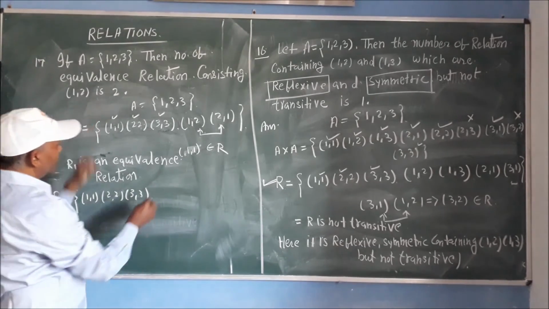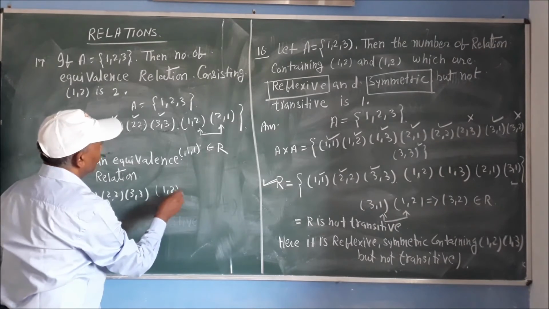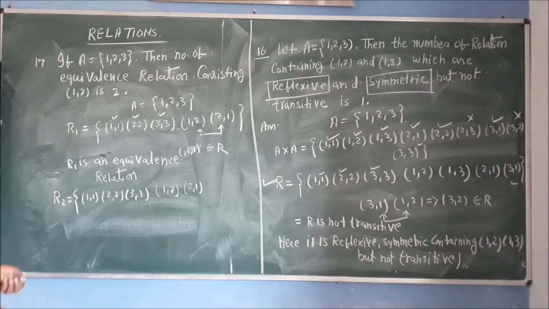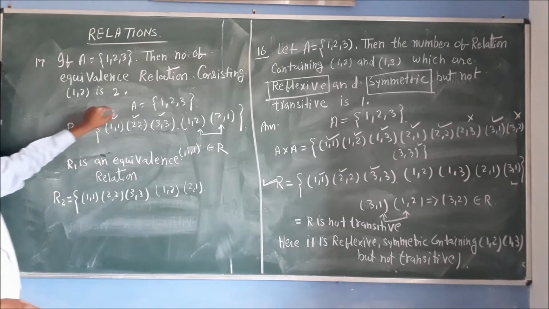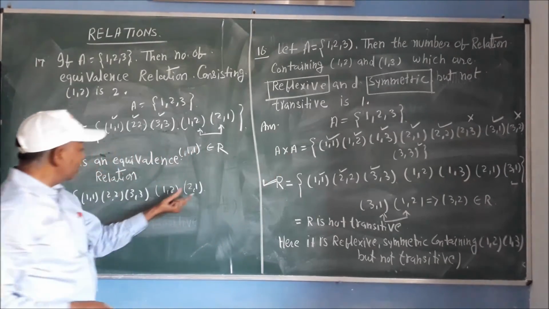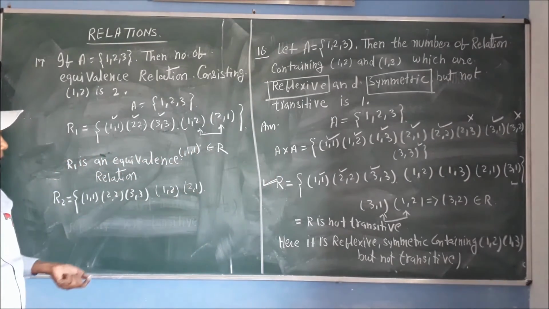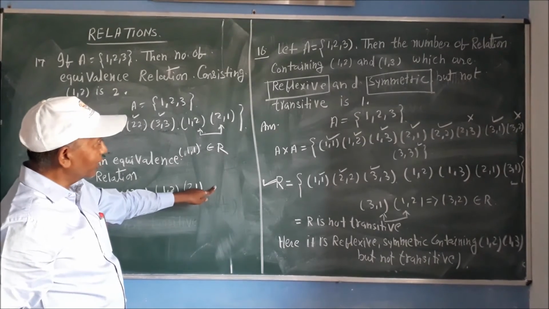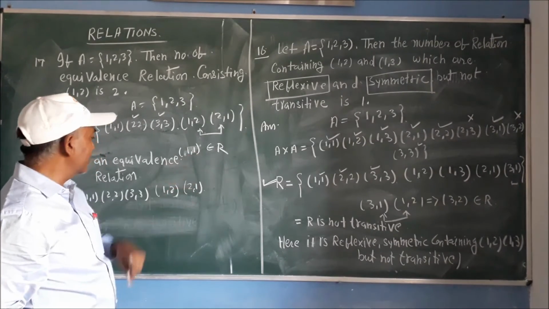And (1,2) is given. So (2,1) must be there. And after, if you find the value of A cross A, here I have calculated A cross A. So which element is not there in the set? Here you can say (1,3) is not here, (3,1) is not here, (2,3) is not here, and (3,3) is not here.